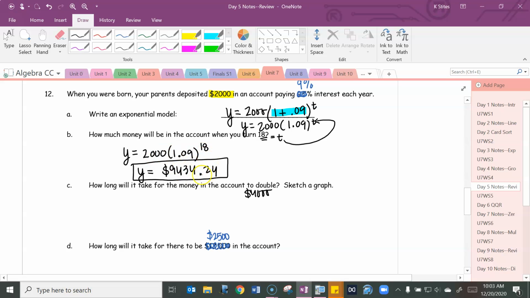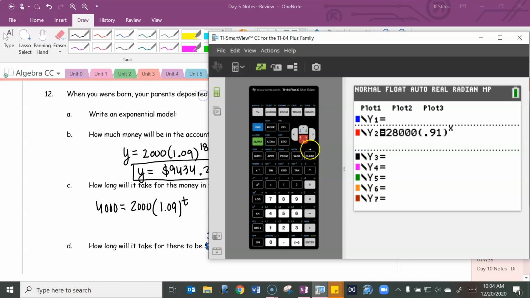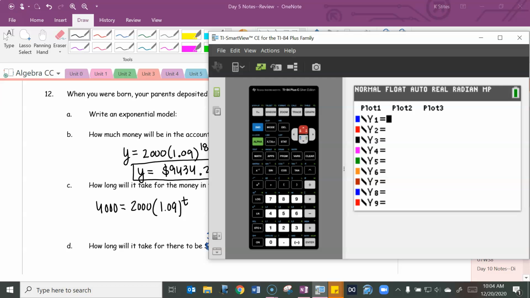Don't worry about what we just did in part B. Go back to the original equation, this guy right here. We're just plugging 4,000 in place of y. Okay, and then I'm going to type it in. We're going to go to y equals, clear out everything you have. Y1 is going to be 4,000. That's anything before the equal sign. Y2 is going to be 2,000.